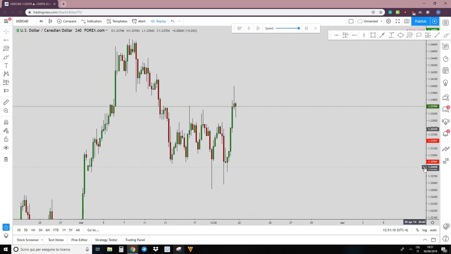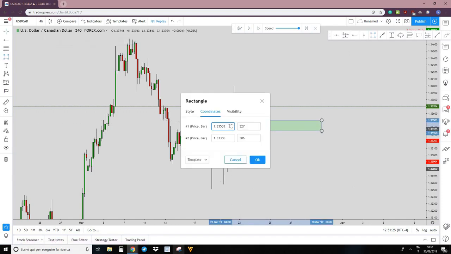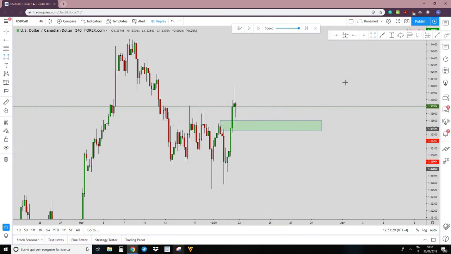Now how are you supposed to be looking for this entry? Very simply by looking at structure. Where does the previous resistance turn support? Exactly here. Perfect. What you're supposed to do is identify which price it is, and as you can see, it is 50.35. That is the area of price where you find this resistance, now turned support.